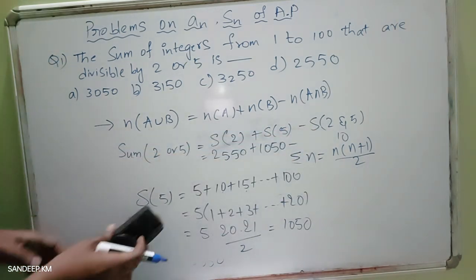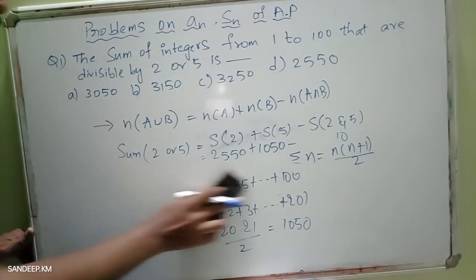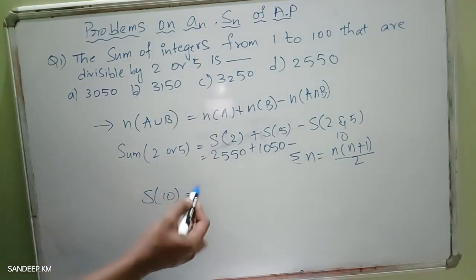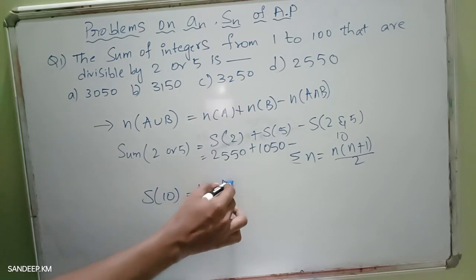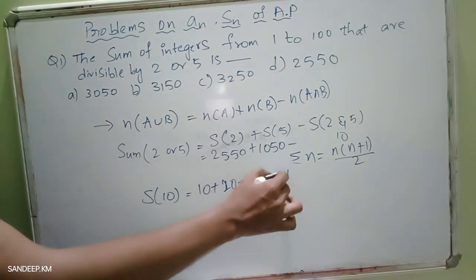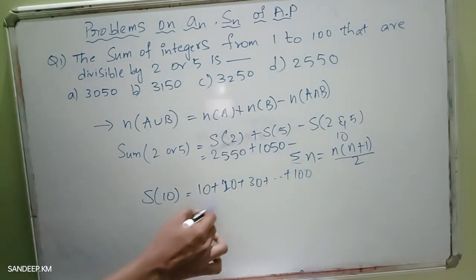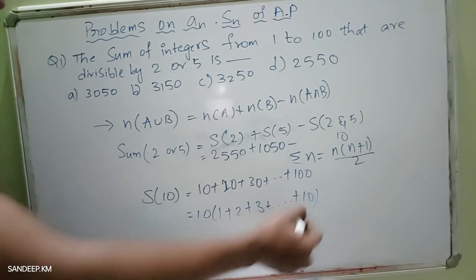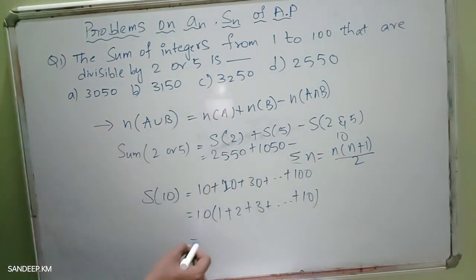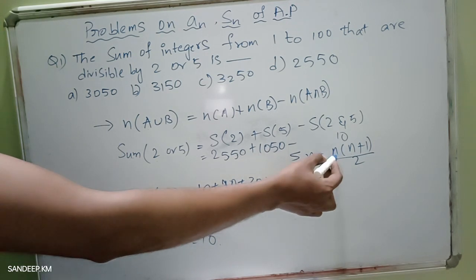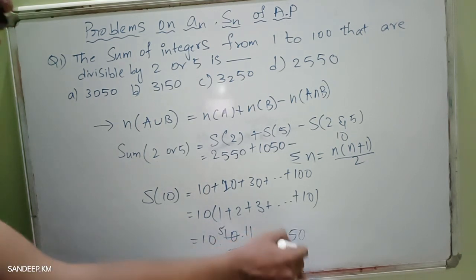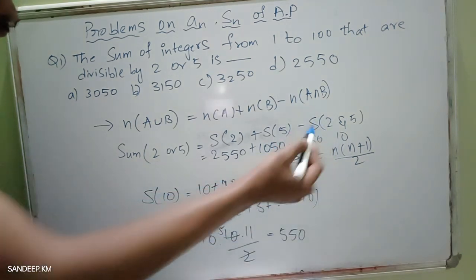Now similarly we can find the sum of the 10 multiples. What are they? The sum of the 10 multiples is equal to 10 1s are 10, 10 2s are 20, 10 3s are 30 and so on up to 100. If I take 10 common, you will get 1 plus 2 plus 3 and so on up to 10. Use this formula again, 10 as it is, 10 into 10 plus 1 by 2. So 2 1s are 2, 2 5s are 10, you will get 550. So minus 550. So what is our answer now?